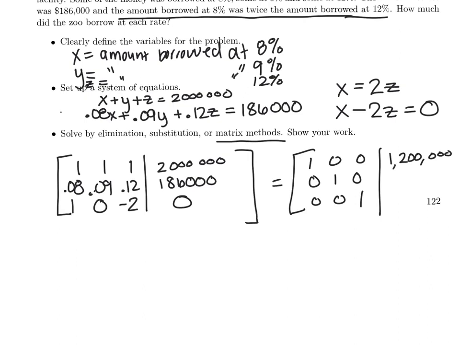So we get 1,200,000. Then we get 200,000. And then we get 600,000.